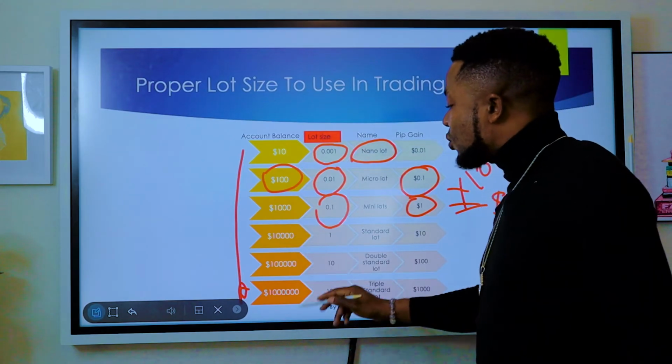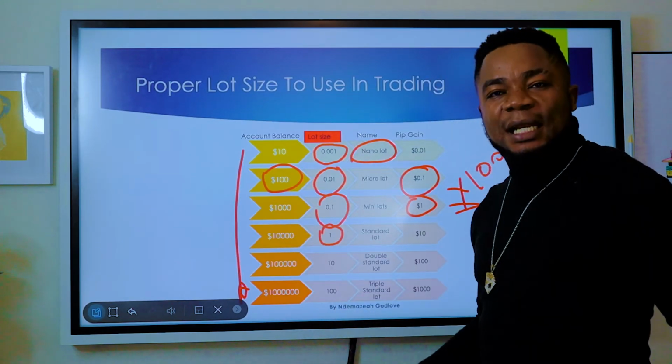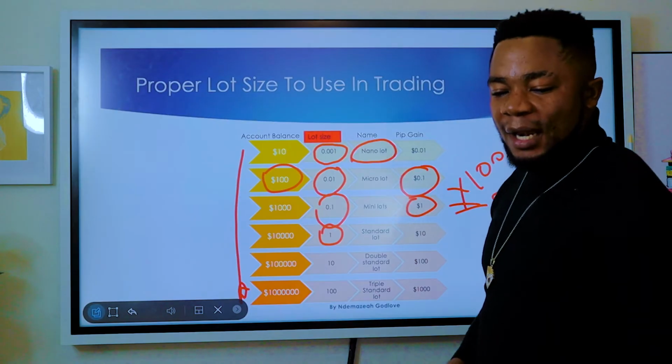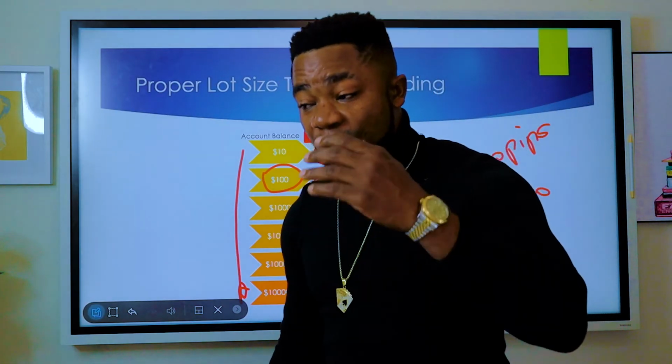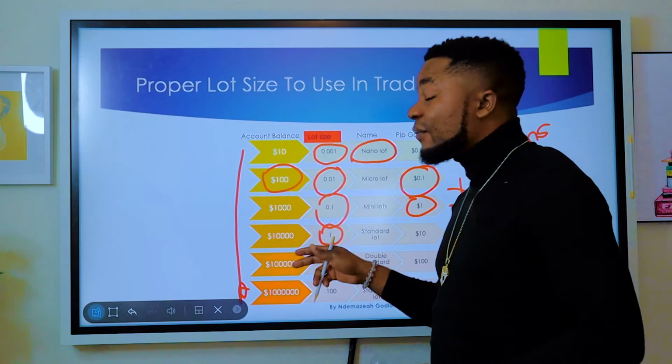And if you have a $10,000 account, what you use is a standard lot. So that is where you can have the ability to use your standard lot. Remember, this is including leverage and everything.